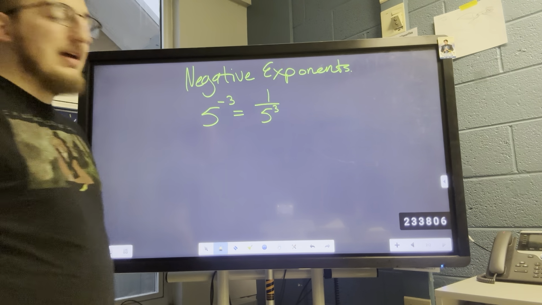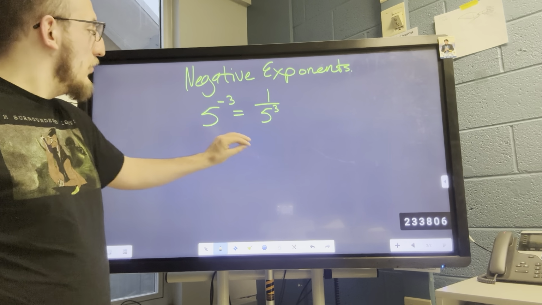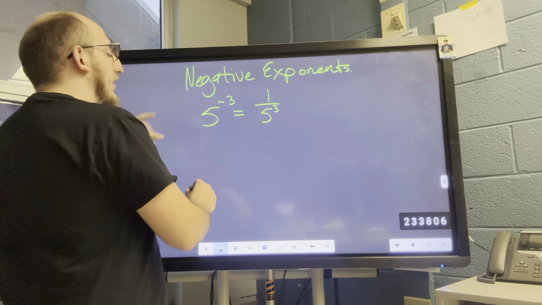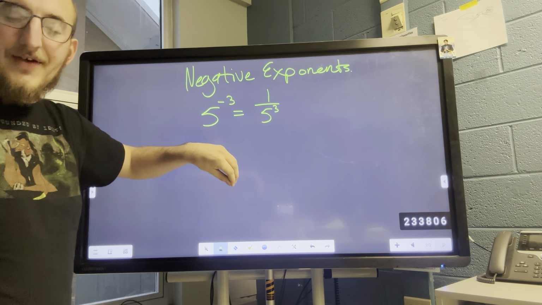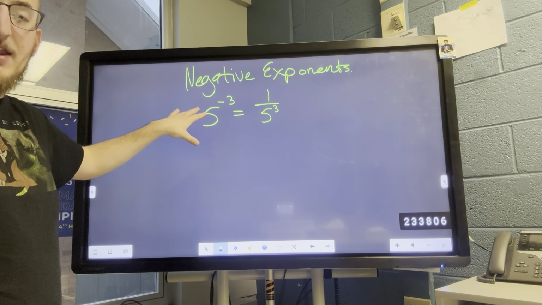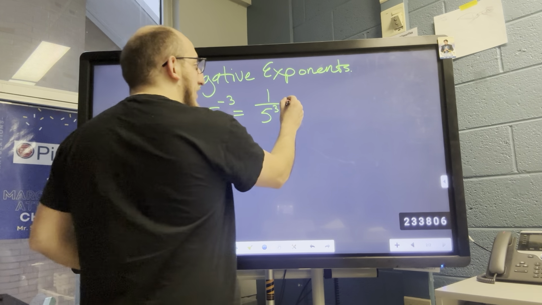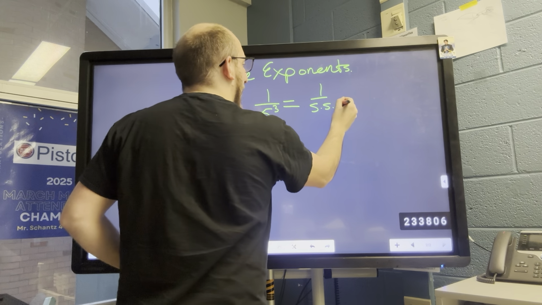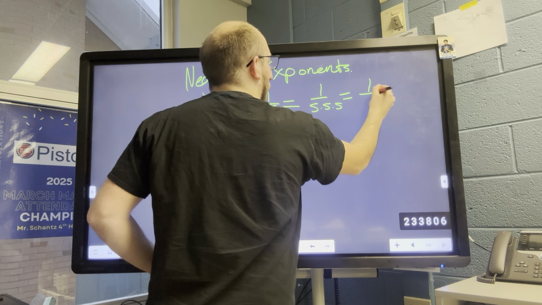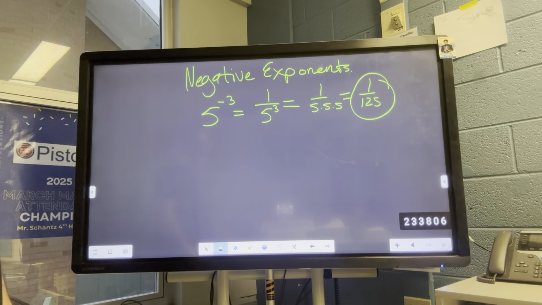to the third. To make an exponent go from a negative to a positive, we have to put it in the denominator if it's already in the numerator, or if it doesn't mean anything, put it in the denominator and make the exponent positive. And then we can write this as what we know it is: 1 over 5 times 5 times 5, which is the same as 1 over 125. And that's our answer. Okay?